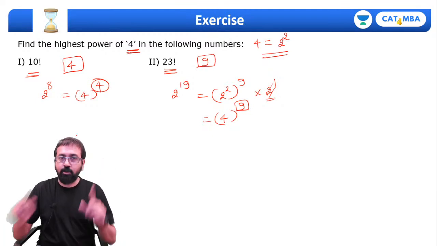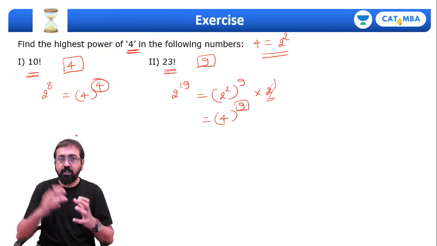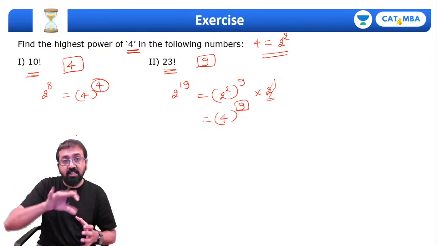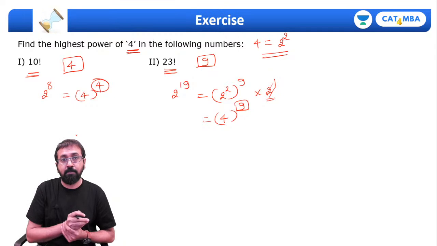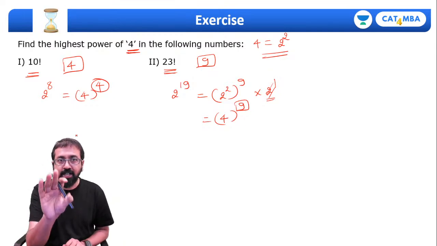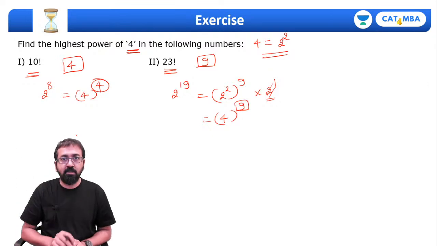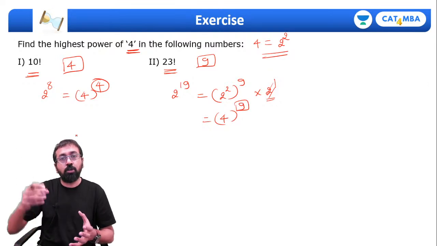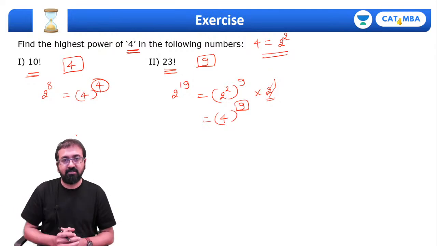Have you all understood this? Can you find out the power of different composite numbers in the given factorial number? First, you will have to find out the power of the prime numbers used in that composite number, and then you will figure out what will be the power of that composite number.